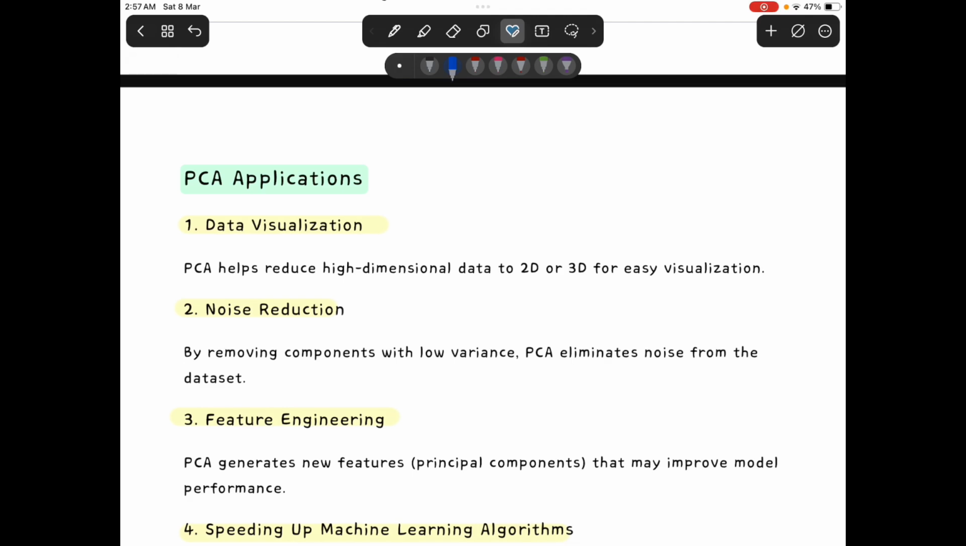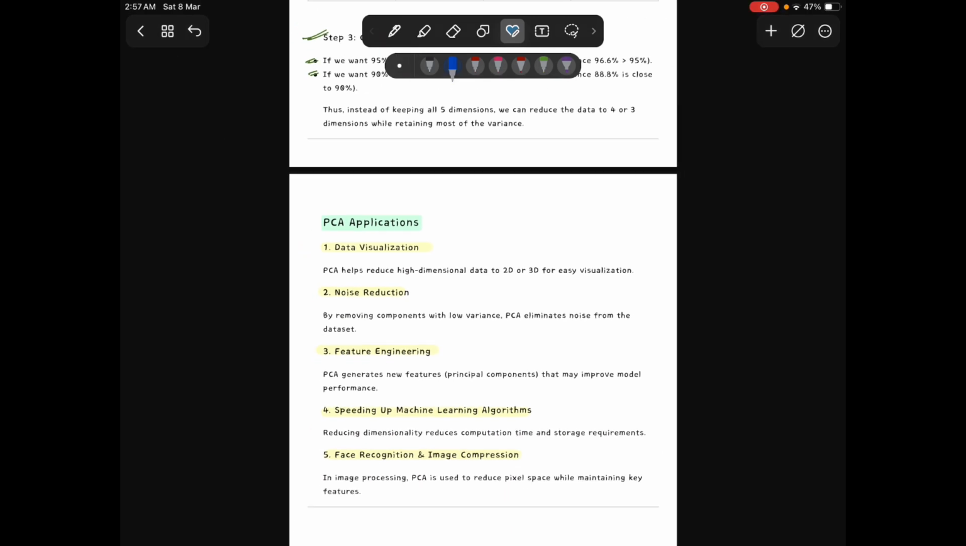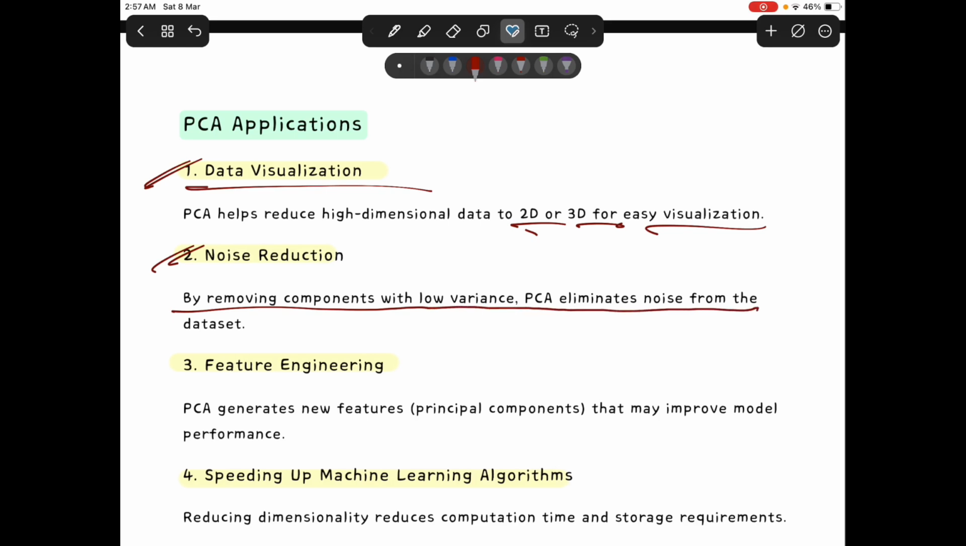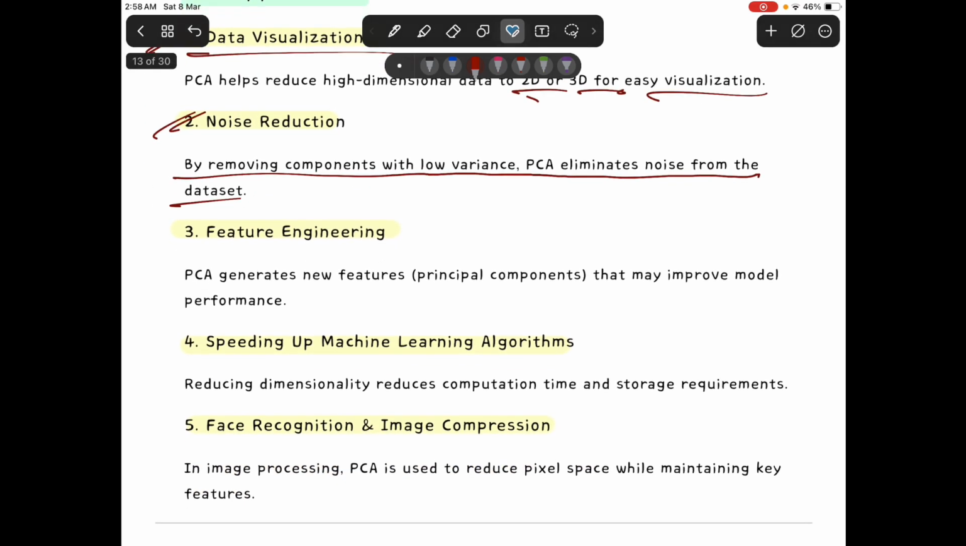Now, why do we need PCA? What are the applications of PCA? We have already discussed this in the first part, but let's discuss it again. The first one is data visualization. It helps to visualize the data in 2D or 3D for easy visualization. Second is noise reduction: by removing components with low variance, PCA eliminates noise from the dataset. We have already studied this one.